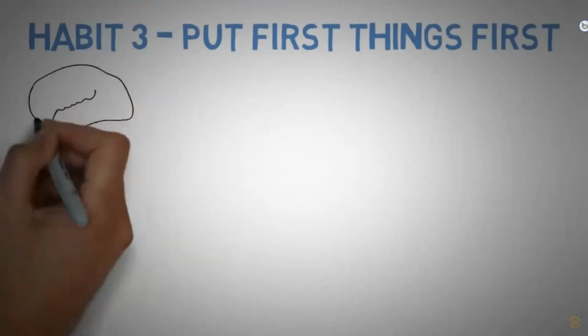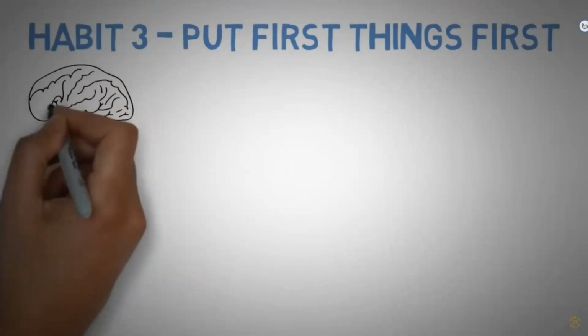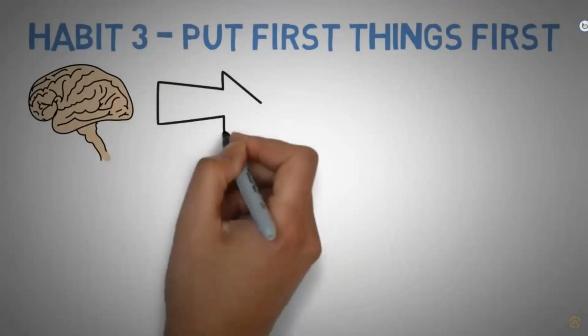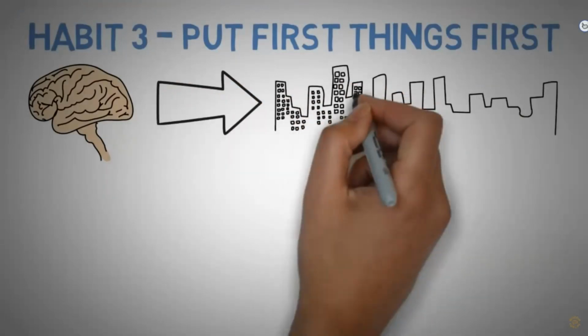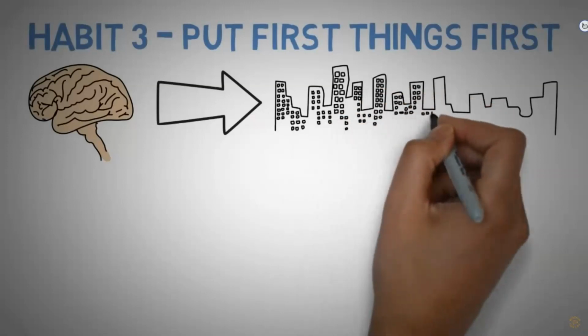Alright, habit 3 is to put first things first. If habit 2 says you're the programmer, then habit 3 is write the program. This is the second creation. As you learned in habit 2, all things are created twice. First in the mind, and then in reality.